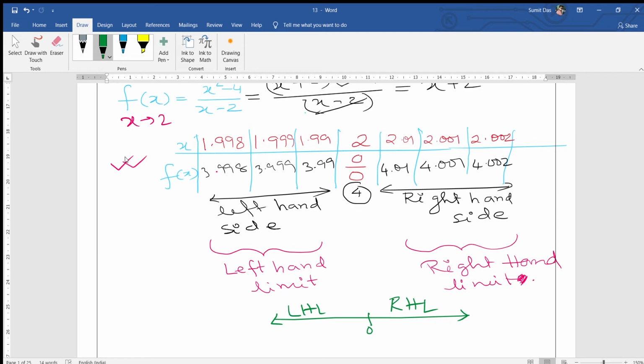Whenever we use the left hand limit, remember we use a minus sign, because it is on the left hand side. We know that in a number line, the left hand side is negative, and for the right hand side we write a plus sign. These are a few things we have to remember.